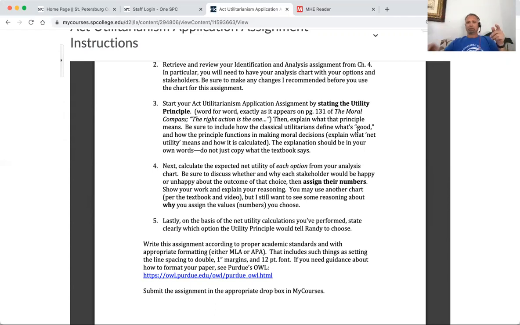Then I want you to go on and explain what the principle means in your own words, right? So the textbook goes through a description of what the utility principle is all about.